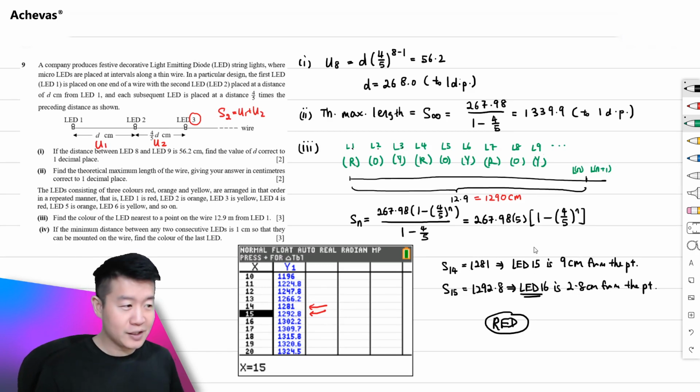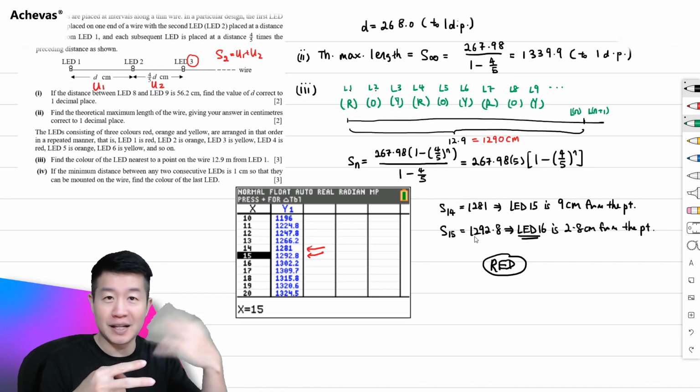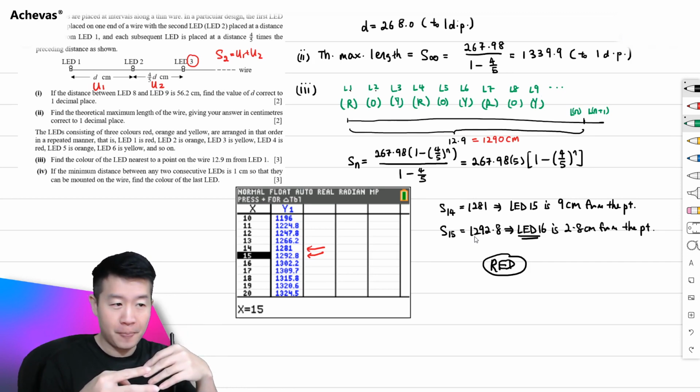Yes, I really suggest that if you are using a table to do your calculation, it is better to quote the numbers that you see in the table. That's why I'm quoting the number here. S14 is equal to this, S15 is equal to this. When you quote the numbers, you must at least quote the numbers that you want, and maybe you should quote a few numbers before and after.